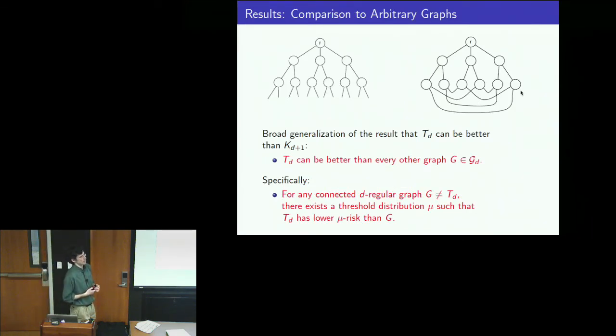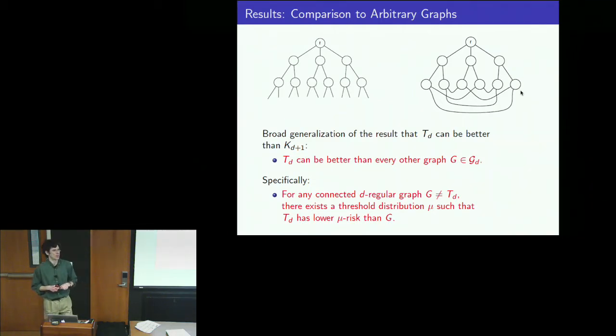So here's some stuff we can say. Let me tell you a couple of results, and then I'll start proving some stuff. That says not only are the clique and the tree not a two-element sufficient set, there is no two-element sufficient set. The way we're going to do that is, first, we start with a generalization of the result that the tree can be better than the clique. In fact, what you can show is the tree can be better than any other d-regular graph. Not all at the same mu.